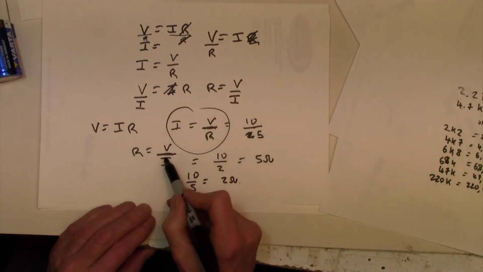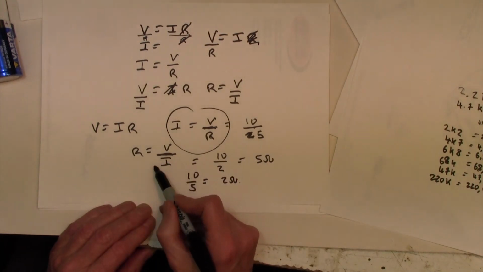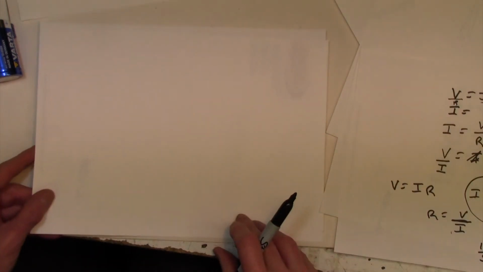So again, that kind of feels right. Lower resistance, more current, or more current, it must be a lower resistance. That kind of feels right too. So all that remains for us to do is a couple of little practical examples.